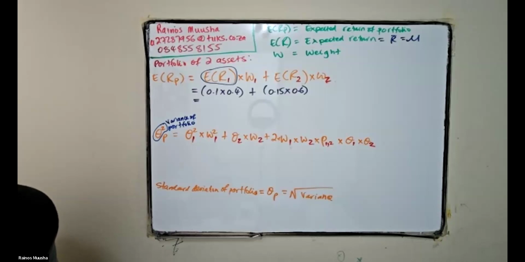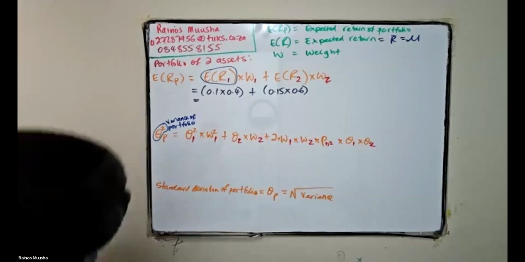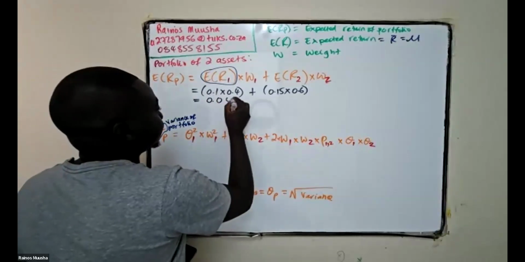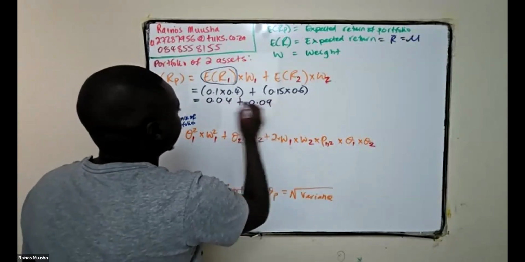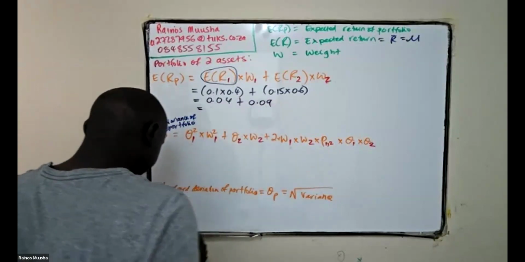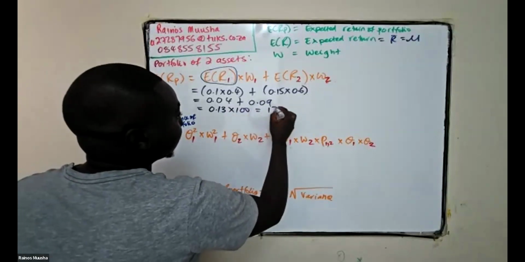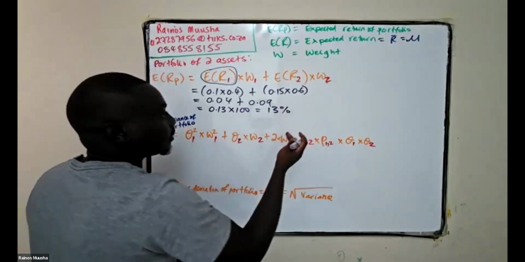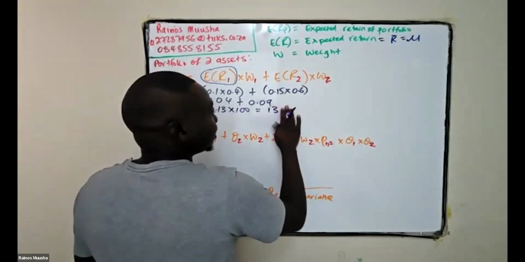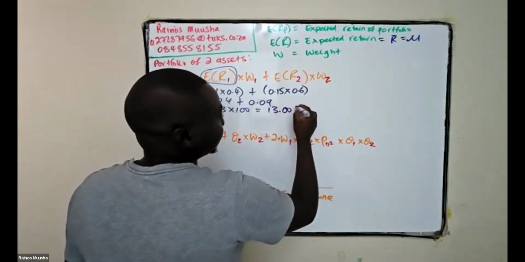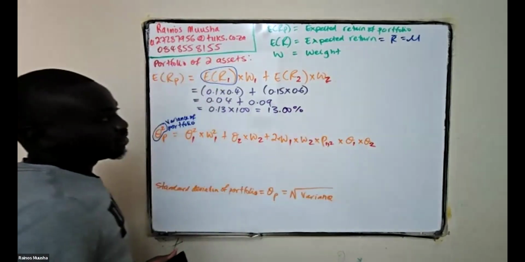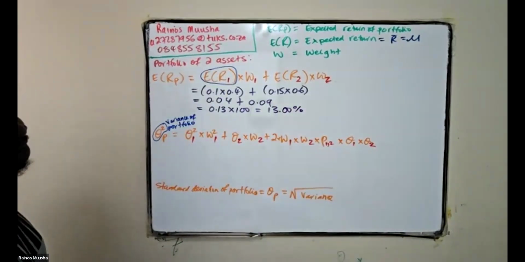So it will be 0.04 plus 0.09. And how much do you get as the expected return? 0.13. To multiply that by 100, it gives you 13%. Remember, we are just skipping this because 13.00 is the same as simply 13, because the zeros there are just placeholders.